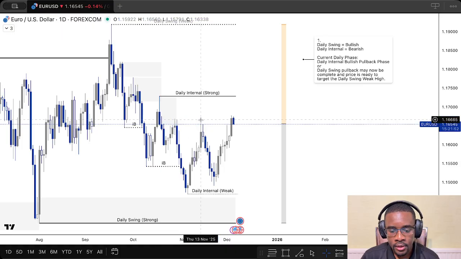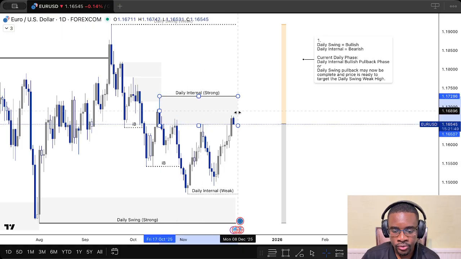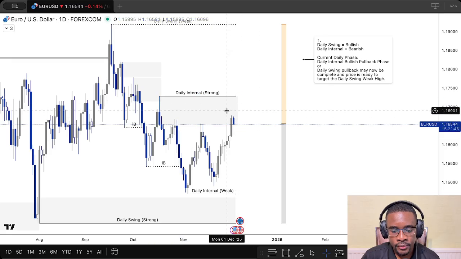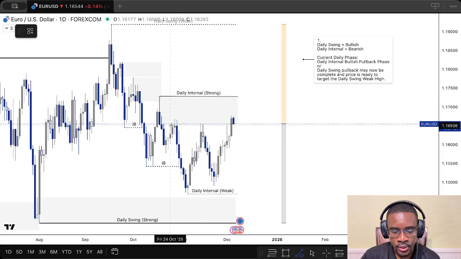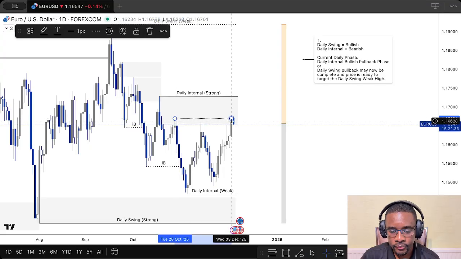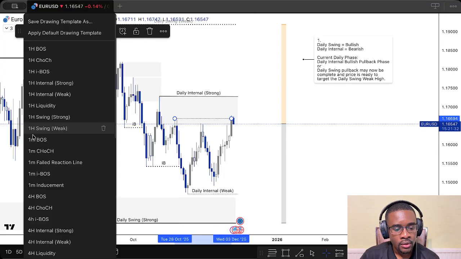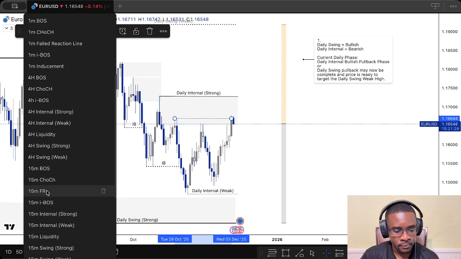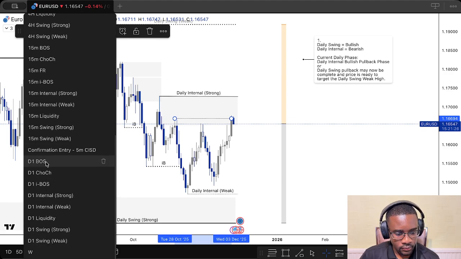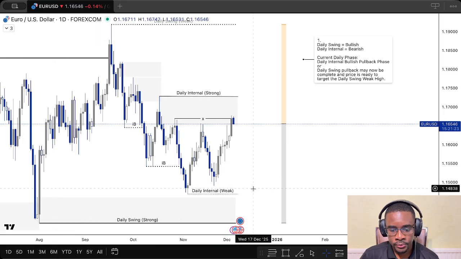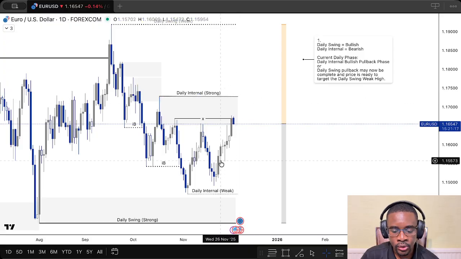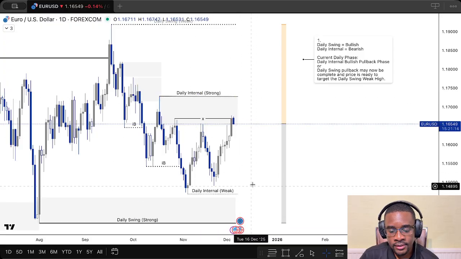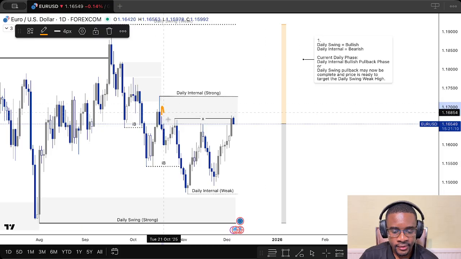Supply has been eliminated, and now price is within this overall supply area that has been mitigated once, twice, and now three times. With each mitigation we expect deeper penetration. So remember this is our strong daily internal high, so the daily is still bearish.